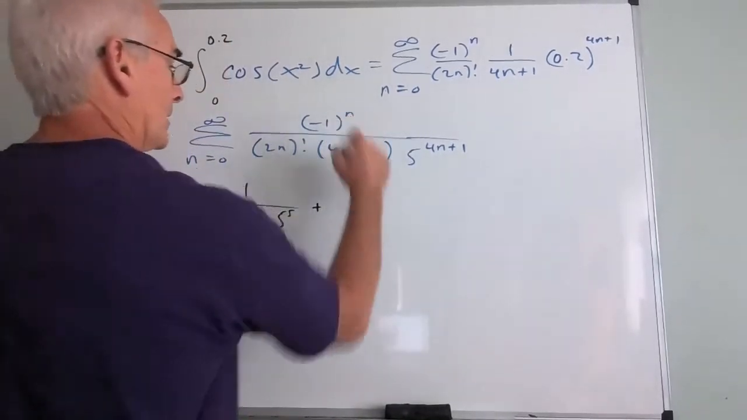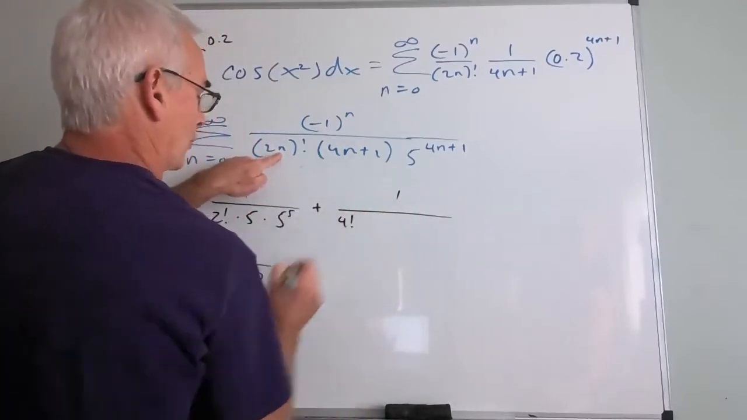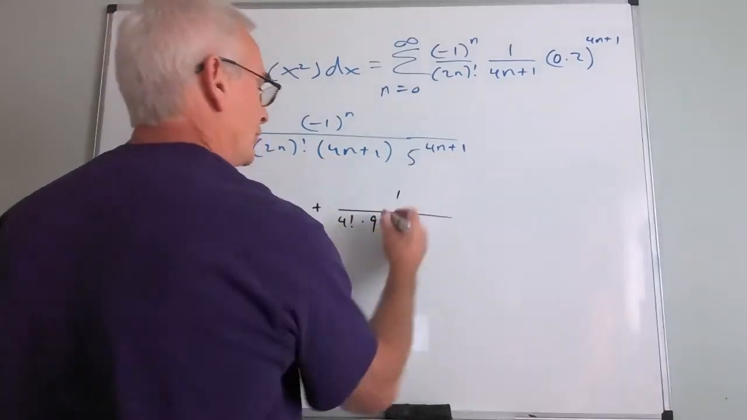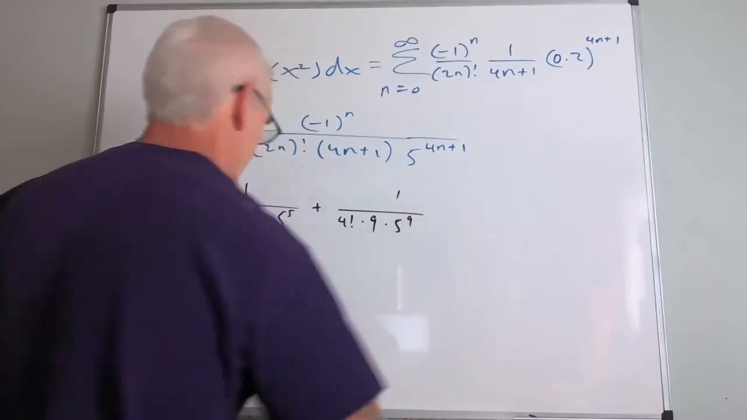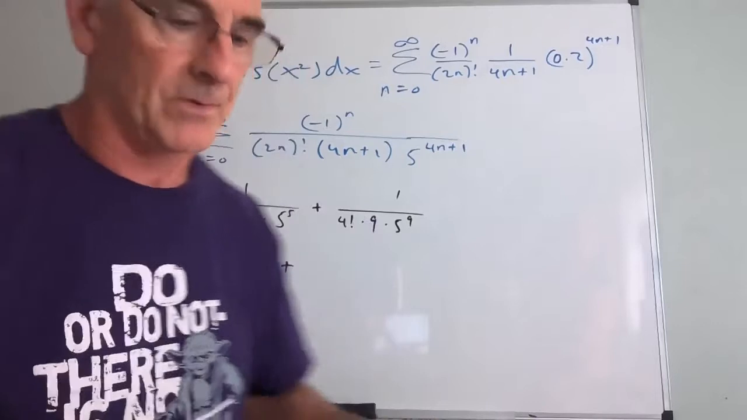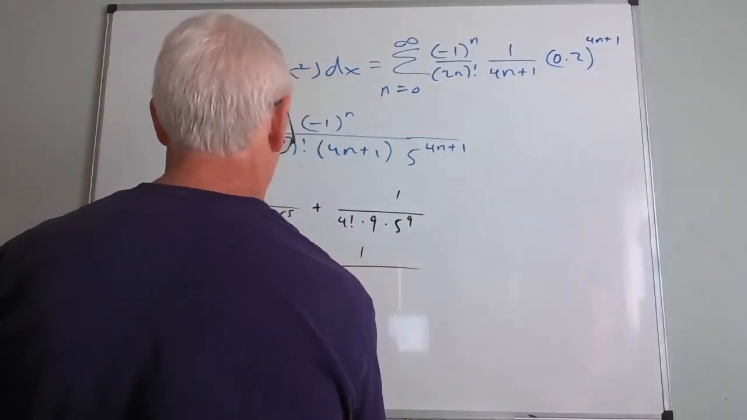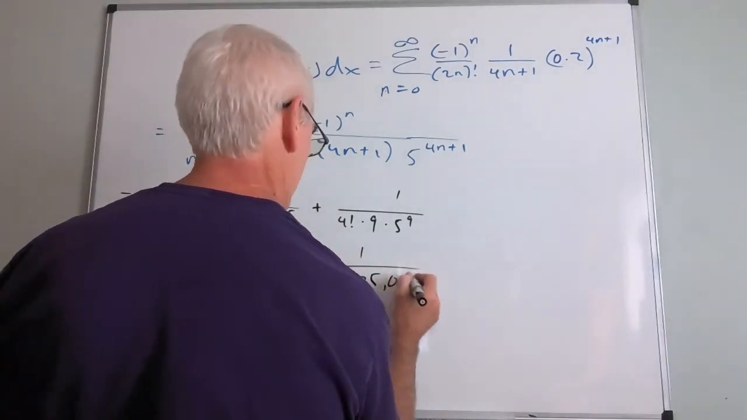Now n is 2. So I have a 1, I have a 4 factorial. N is 2, so I'd have times 9, and then times 5 to the 9th power. Okay, so that is, that's a really big number, by the way. That's 421,875,000.